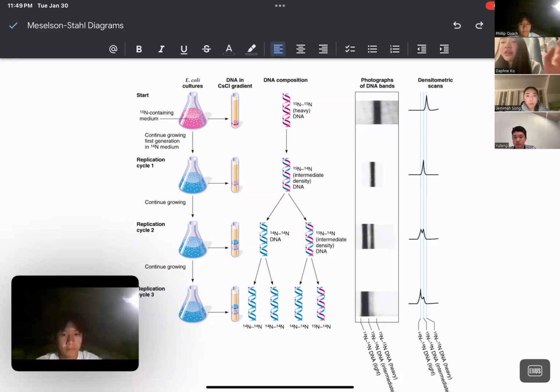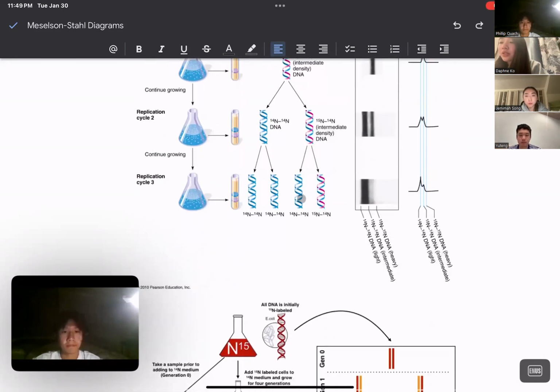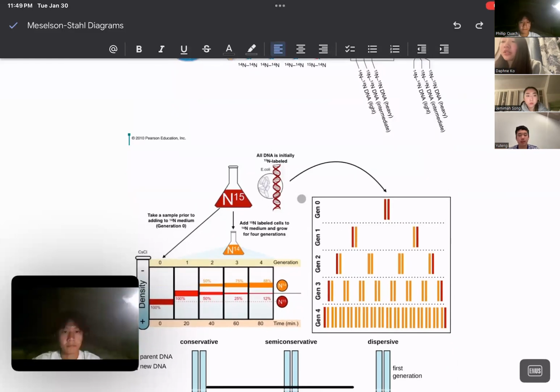And as the DNA replicates in the N14 medium, they had three different hypotheses. One's conservative, the second one's semi-conservative, and the last one is dispersive replication. And then they use evidence through centrifugation to separate the heavier N15 gene from the lighter N14 gene from density.